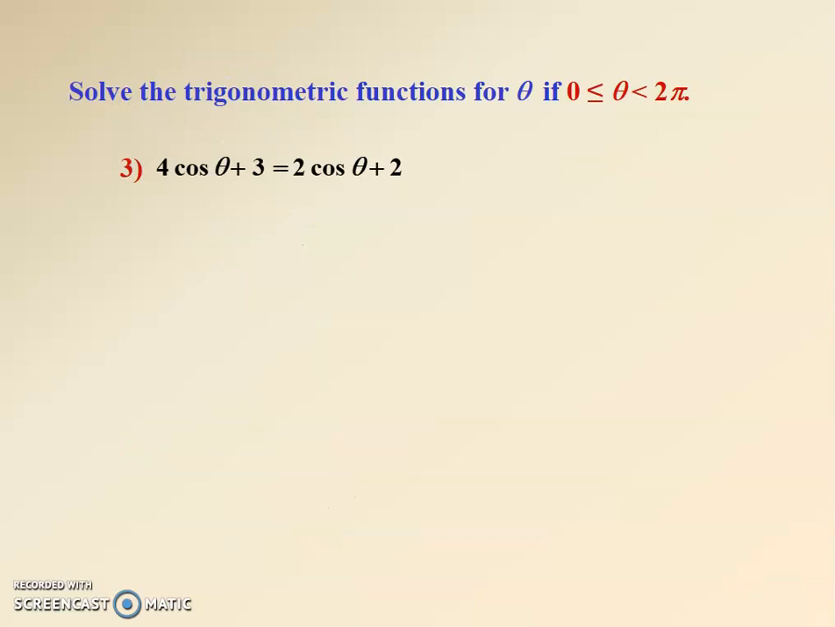Okay, here's your next example. This is similar to your warm-up. So if you'd like to try it yourself, you can go ahead and pause the video. You'll notice this time that it does give us a restriction for theta. It tells us we only need to go 1 revolution around the circle.